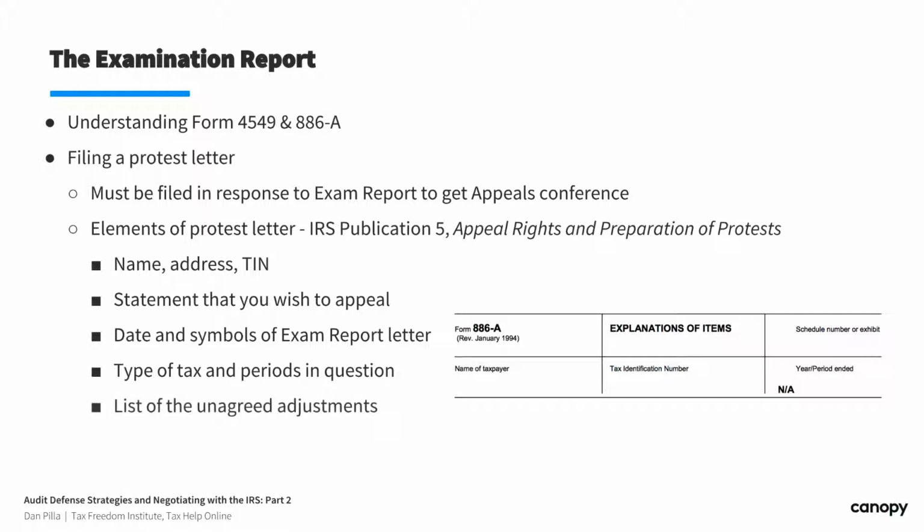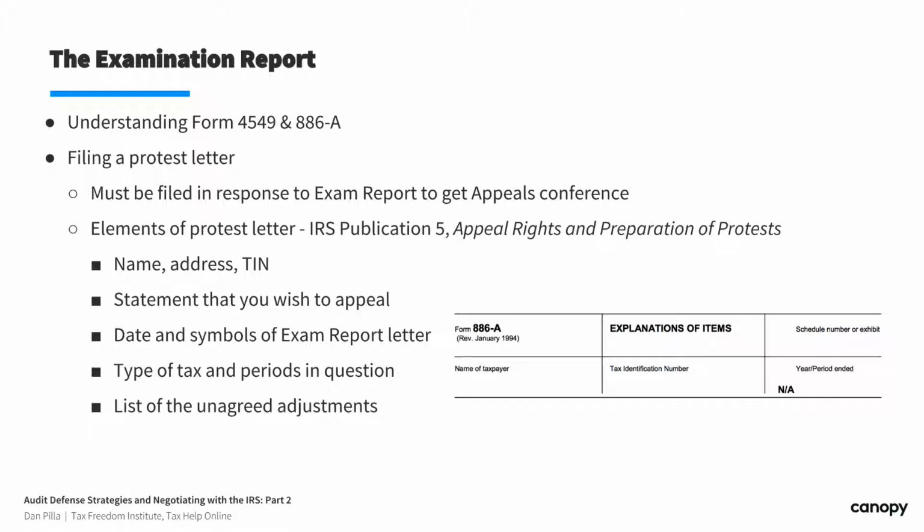A list of the unagreed adjustments. These are the things that we don't agree with. Where are these coming from? They're coming from IRS Form 4549. All right, look at Form 4549, go through it in detail, and understand what you agree with and what you disagree with. In the vast majority of audits, there are multiple issues involved. 3 or 4 items that are disallowed, sometimes more than that, sometimes 6 or 8 or 10 items that are disallowed.